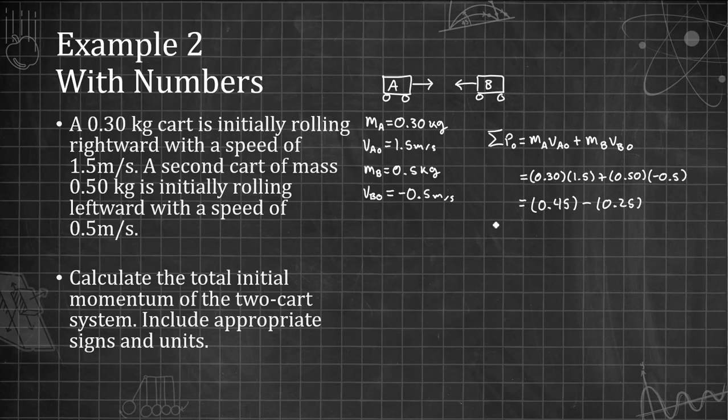So we get 0.45 minus 0.25, and I'm dropping the units here just because it can be inconvenient to write, but we do want to add the units at the end. We get the total initial momentum is 0.20 kilograms meters per second. That'll be our final answer here.